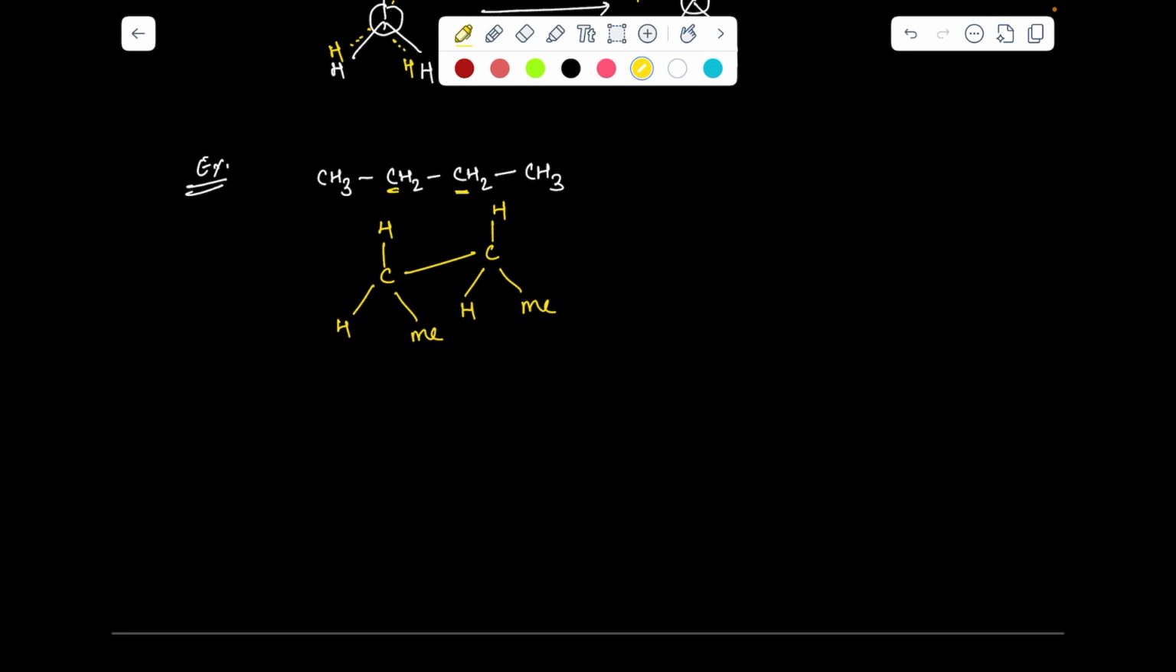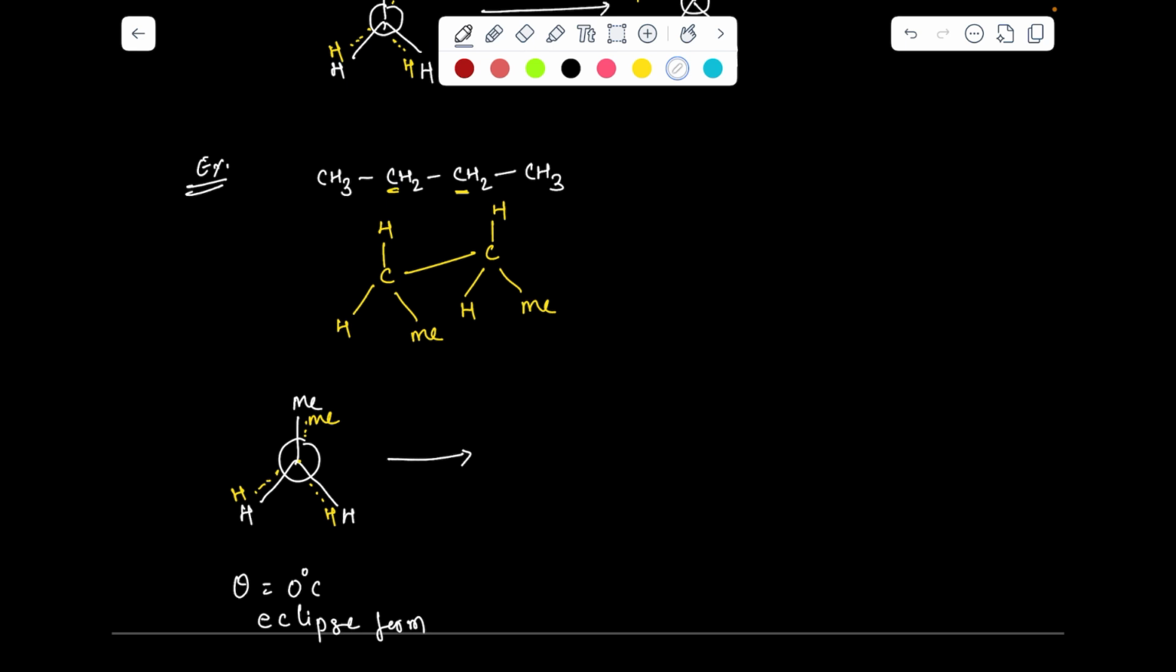So I am going to write in terms of Newman projection. This is the first carbon. I'll write methyl here, hydrogen here and hydrogen here. And for the second carbon, which is dotted, Me is here, hydrogen is here and hydrogen is here. When the dihedral angle is 0 degree, Me is just behind the Me, and hydrogen is just behind the hydrogen. So we can write the name of this conformer: it's called the eclipsed form.